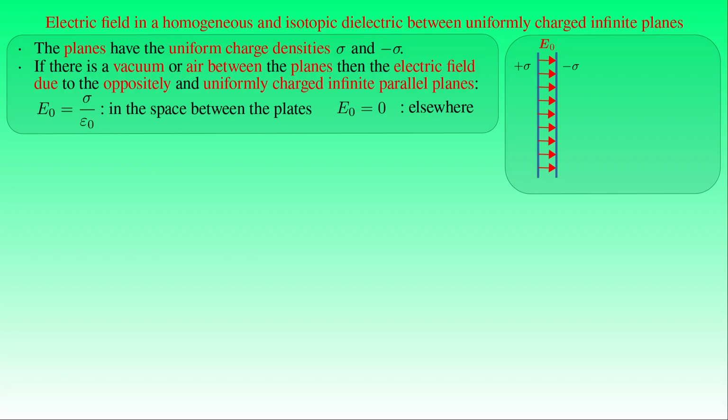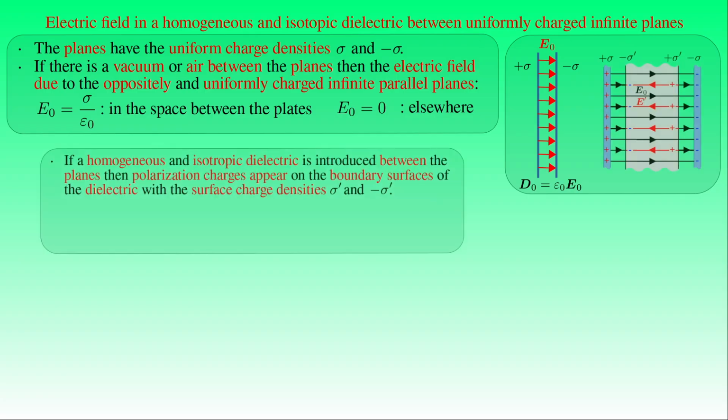field E0 due to the opposite charges distributed uniformly over the planar surfaces is a uniform vector field pointing from the positively charged plane to the negatively charged one, and its magnitude between the plates is given by the surface charge density sigma over the dielectric constant epsilon naught of a vacuum. The electric field strength E0 vanishes elsewhere. In this example, the electric field is characterized by both the field strength E0 and the electric displacement D0 that is equal to the vacuum permittivity times the field strength E0.